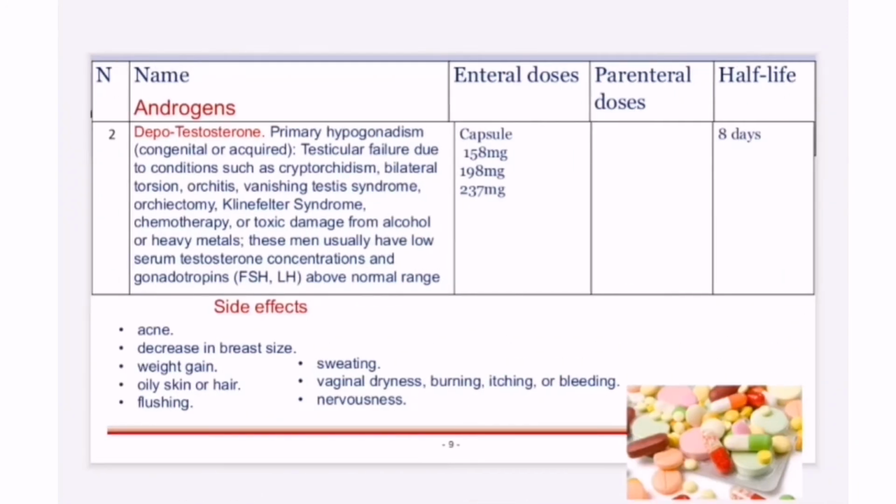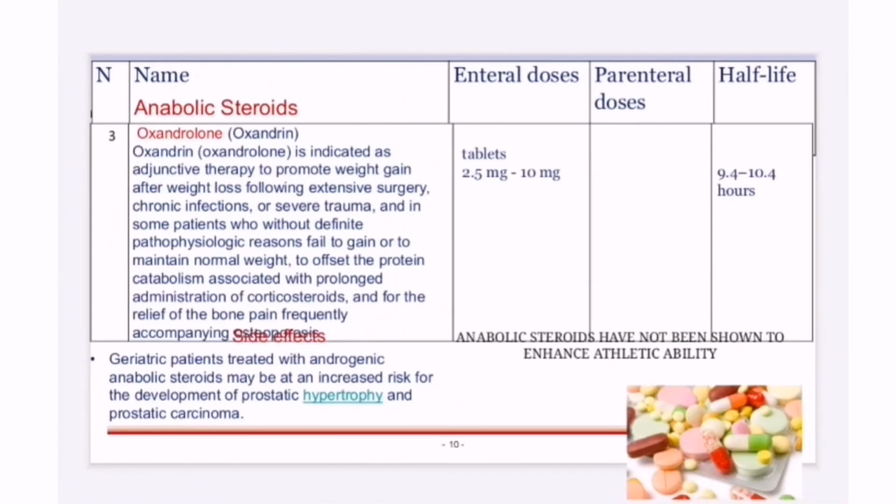Next is androgen. Internal dose is 158 mg, 198 mg, 237 mg, and half-life is 8 days. Side effects: acne, decrease in breast size, weight gain, oily skin or hair, flushing, nervousness, sweating, vaginal dryness, burning, itching, or bleeding. Next is anabolic steroids. Oxandrolone. Internal dose is tablet 2.5 to 10 mg, and half-life is 9.4 to 10.4 hours. Anabolic steroids have not been shown to enhance athletic ability. Patients treated with androgenic anabolic steroids may be at increased risk for the development of prostatic hypertrophy and prostatic carcinoma.